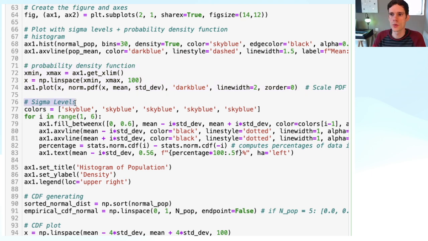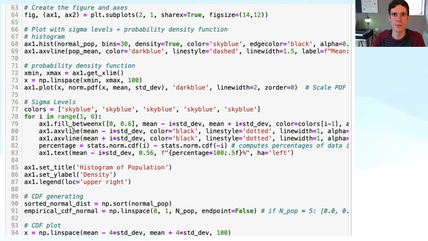And then we will come to the last element on our figure, which are these sigma levels, indicating the data intervals. Now, the color array will just be something that we will need later on in our for loop, because it's the for loop that actually makes all of the elements. Each iteration of the for loop corresponds to one sigma level. So we have i going from range 1 to 6. So 1, 2, 3, 4, 5. 5 sigma levels.